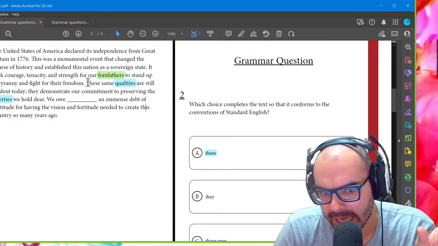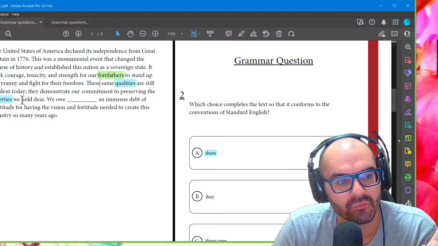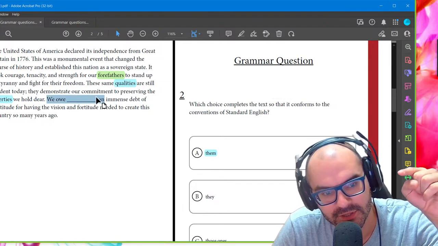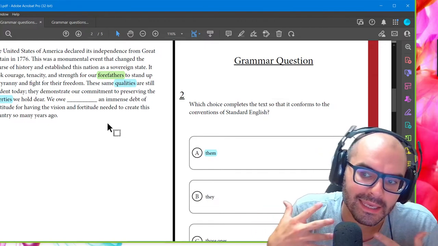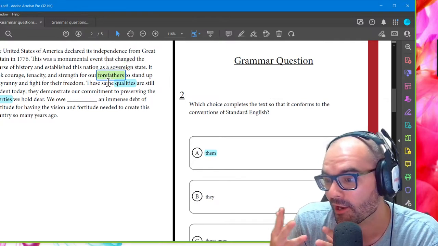So we might have to go to the previous sentence. If it's really, really clear, like if it was the last word that was right here, like liberties, and it was still talking about the liberties, then it would be fine. But in this case, now that I see that I'm referring back to something that's like two sentences ago, I got to be careful.